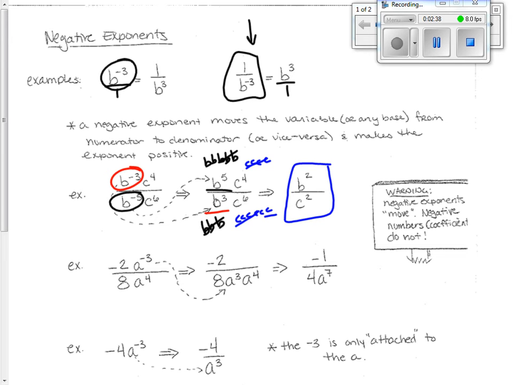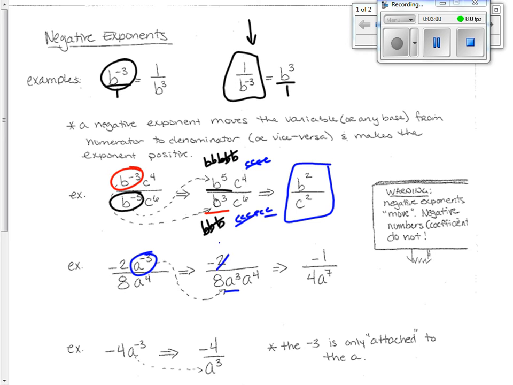The next example, I've got a negative 2 with a to the negative third. This is the exponent part that needs to move. It needs to move from the top to the bottom. The 8 stays in the same place. The 8 to the fourth stays in the same place. The negative 2 stays in the same place. It is not a negative 2 with any negative exponent, so it needs to stay there.